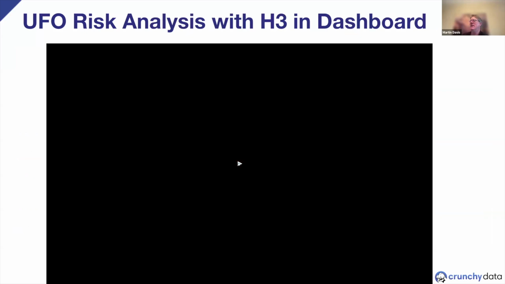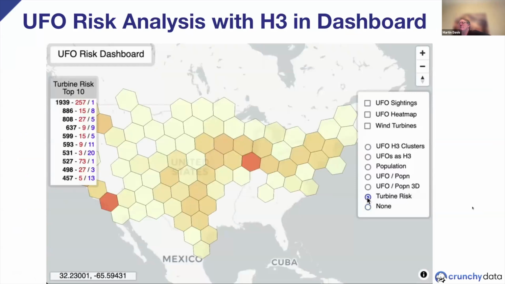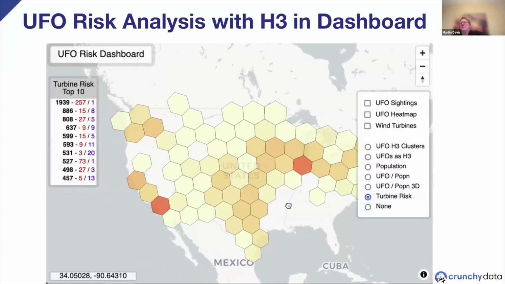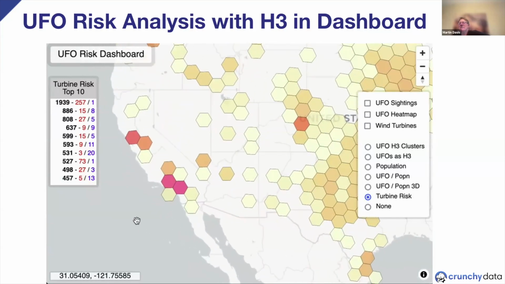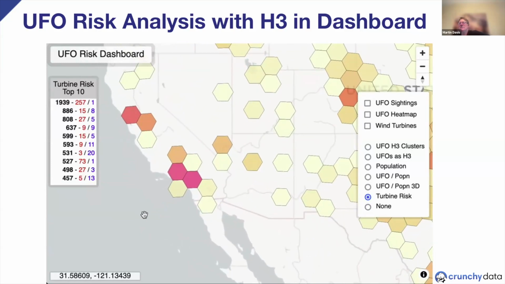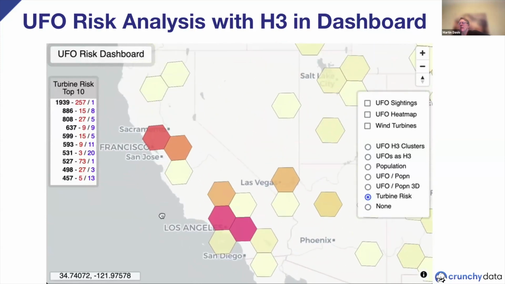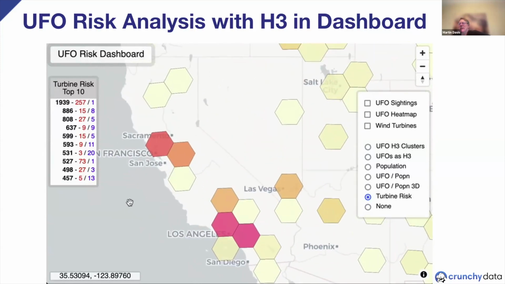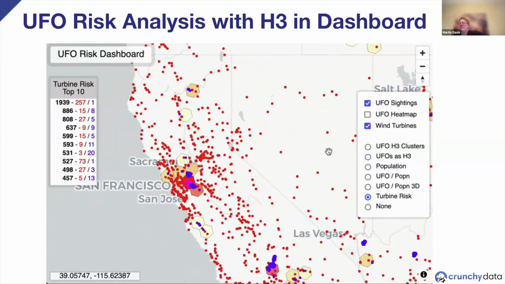And we're going to pull this together and show it in the dashboard. So when we turn on the UFO turbine risk, we can see the hexagons that are color themed. Darker is higher risk. You can also see the top 10 risk areas on the left-hand side of the screen. That's being pulled from the pg_featureserv query, backed by the view. So as we zoom in, the H3 hexagons get higher resolution. So we can start to identify the areas of highest risk.